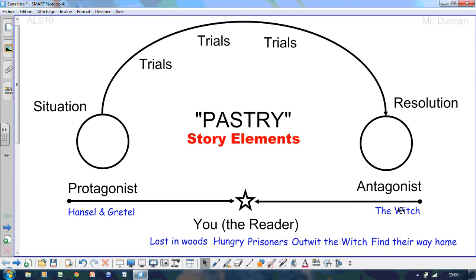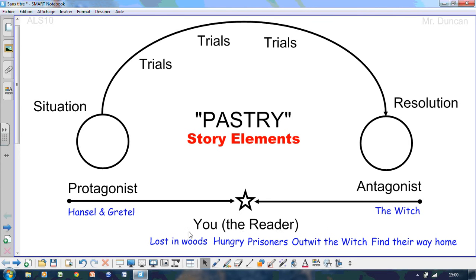Those of you who know the story of Hansel and Gretel, you know that Hansel and Gretel wind up lost in the woods. They're starving, they're hungry, they need something to eat, and they wind up eating the witch's cottage, which in our version of the story is going to be made of pastry. Get it? Okay. So the witch is going to be our antagonist. She's going to be the other character that the protagonists have to work against.